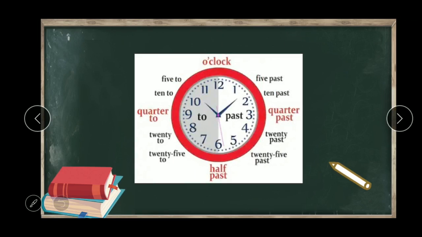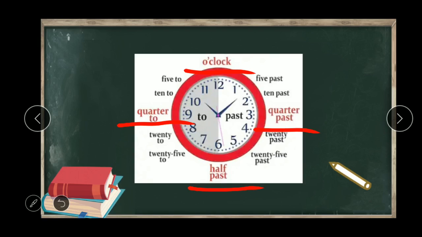So when our minute hand will be at 12, we will read it as o'clock. When our minute hand will be at 3, we will read it as quarter past. When our minute hand will be at 6, we will read it as half past, and when our minute hand will be at 9, we will read it as quarter to.